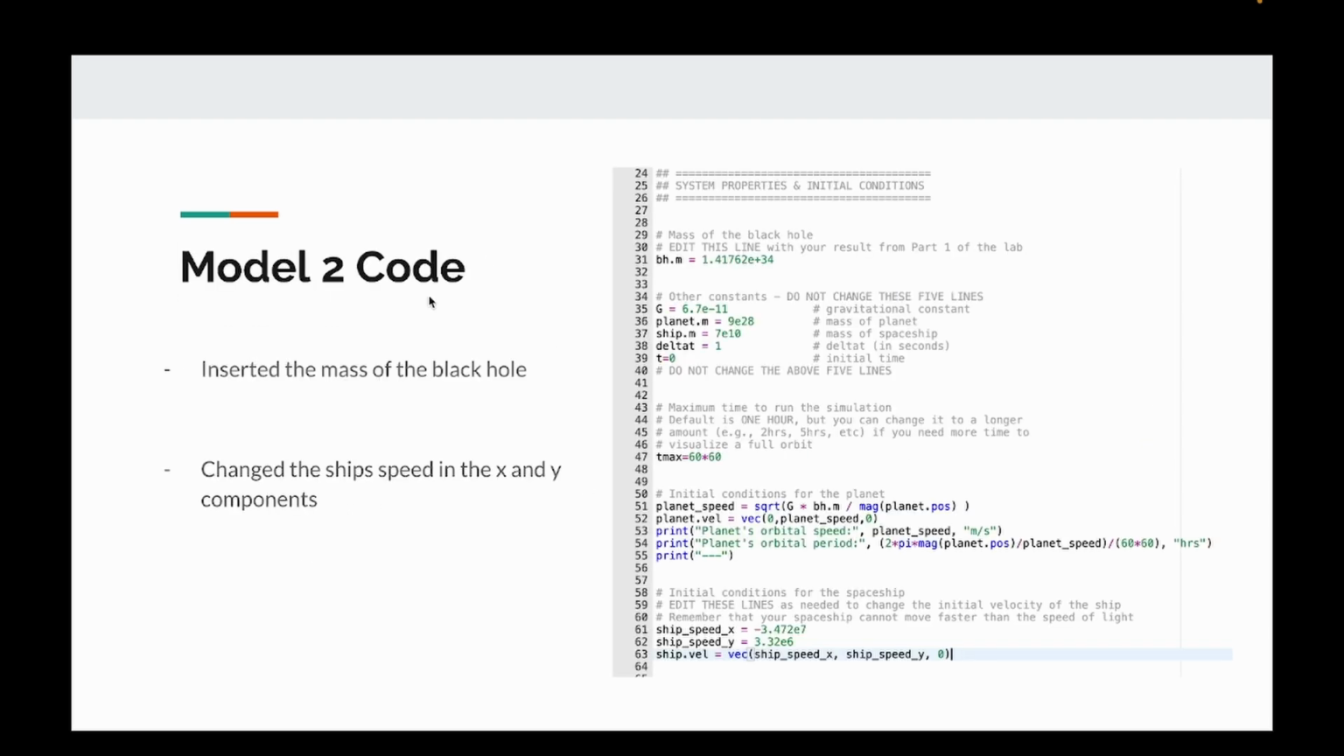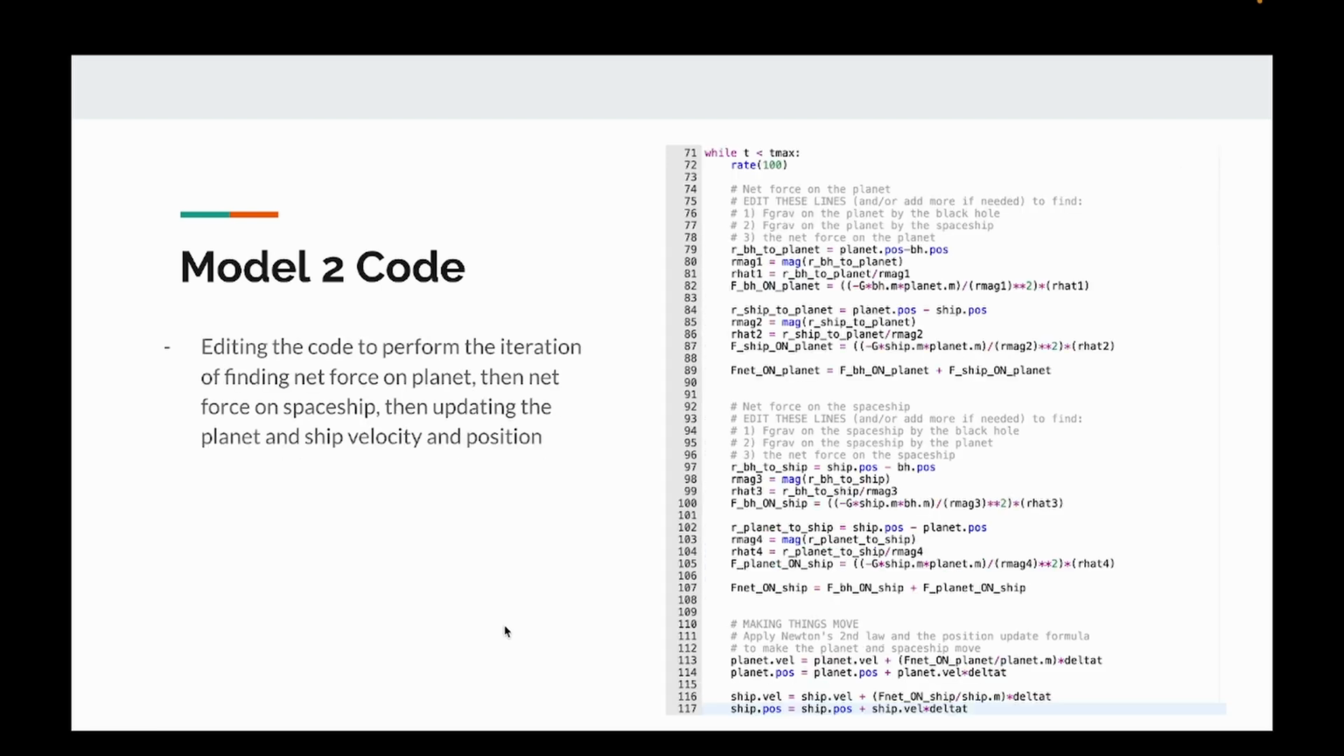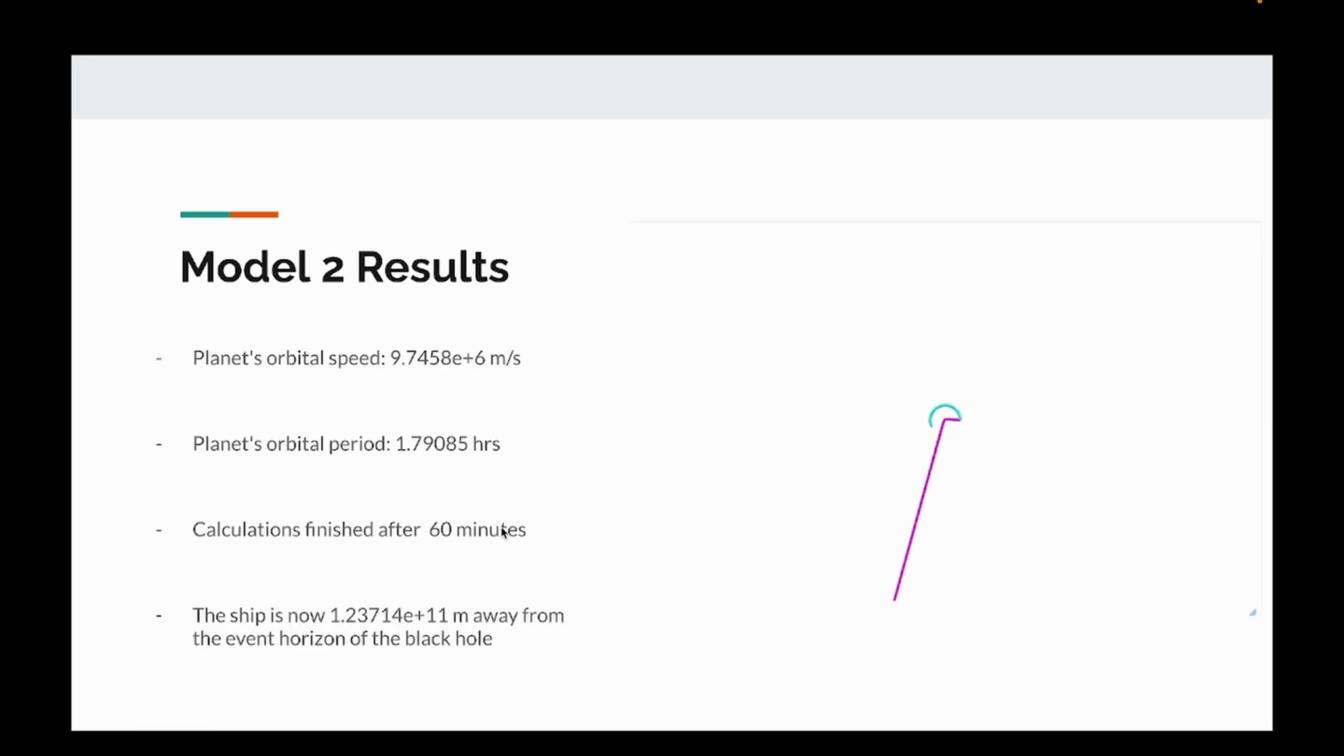So, Model 2 code. I inserted the mass of the black hole here, and then I changed the ship's speed and the X and Y components largely by trial and error until the model worked out. And then this big chunk of code, the purpose of this is to iterate and find the net force on the planet and the net force on the spaceship, and then you update the planet and ship velocity and position and do this again because it's a non-constant force that's occurring. And here's the results from Model 2.